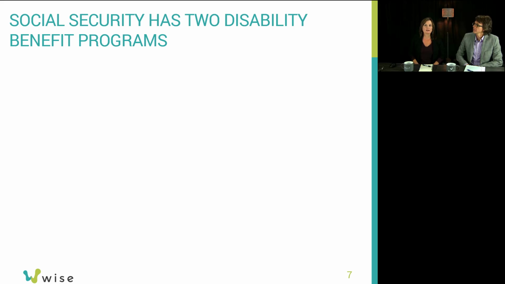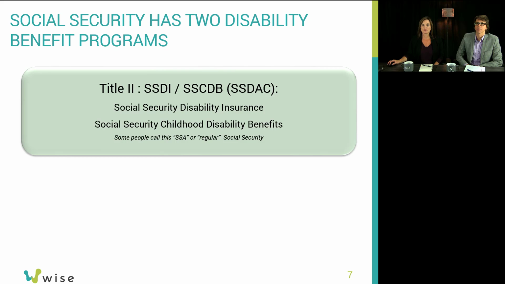So Social Security has two disability benefit programs, and the first one that we're going to be covering is the one that was established in 1954, which is that Title II program, and it covers Social Security Disability Insurance, or SSDI. It also covers the Social Security for an adult child of an individual who is retired, deceased, or disabled, and that is known as Social Security Childhood Disability Benefits, or SSCDB, and that previously was known as Social Security for the Disabled Adult Child.